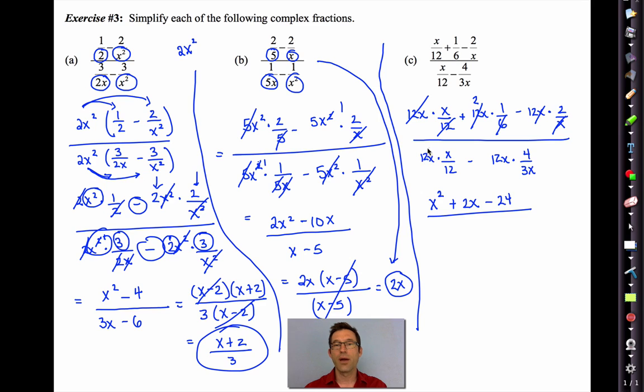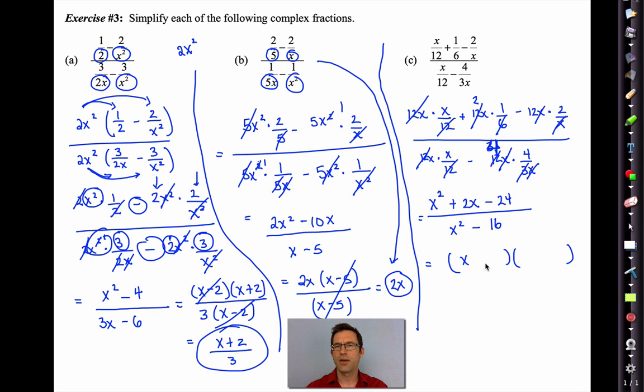In the denominator, I'll have a 12 cancel a 12, and I'm left with an x times x, which is x squared, minus, here I have a 3 into a 12, whoops, gives me 4. Let's try to make that into a 4. And x cancels an x, so we have 4 times 4, which is 16. Our complex fraction is now gone, but we may be able to simplify if we factor.